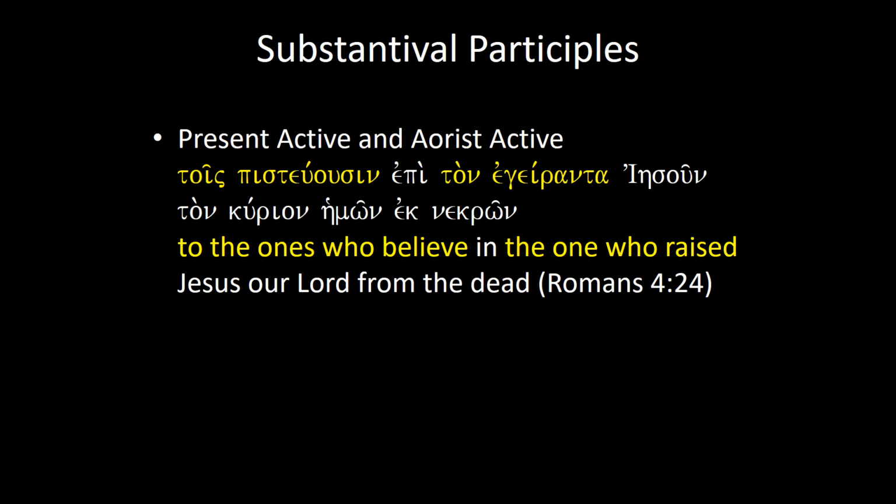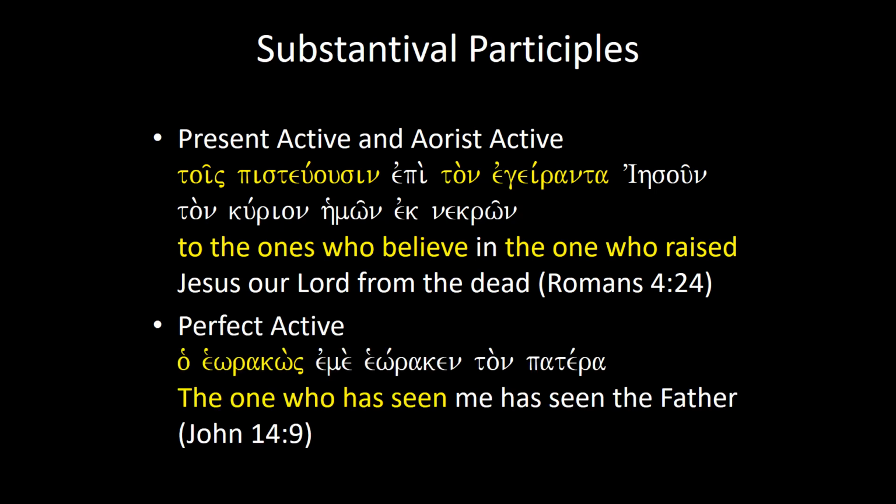What do they believe upon or in? Ton egeronta Yesun ton kurion hemon ek nekron. They are believing in the one who raised. This is aorist active. This is one of these liquid verbs. Liquid verbs don't like sigmas, so the sigma went away. Egeronta, the one who raised Jesus our Lord from the dead. Now the second participle actually takes a direct object. This one raised Jesus. So it's not modifying Yesun. Yesun is the direct object. The one who raised Jesus our Lord from the dead.